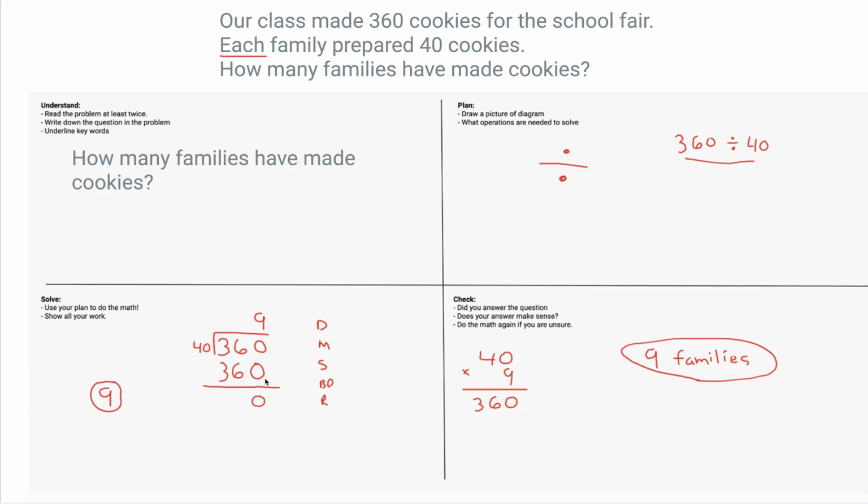Next, if I go down to solve, you can see where I actually did my math here. I set up the division problem and I did 360 divided by 40. And I found that 40 fits into 360 nine times. I followed my steps here and then I got 360 minus 360, which just gives me 0. So my answer is going to be 9.